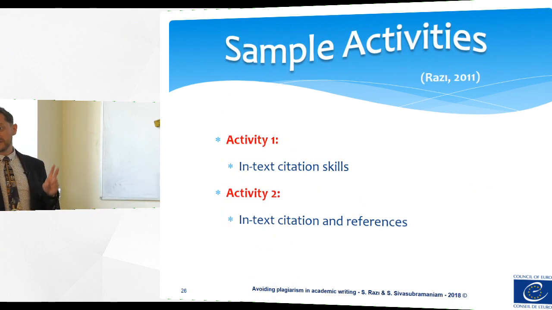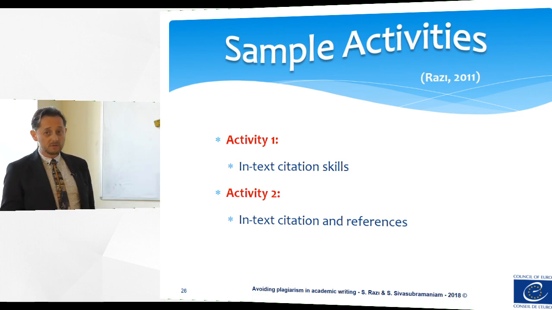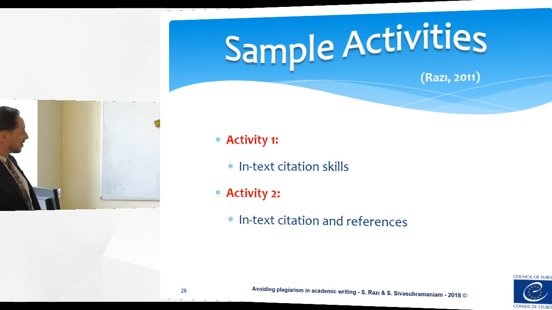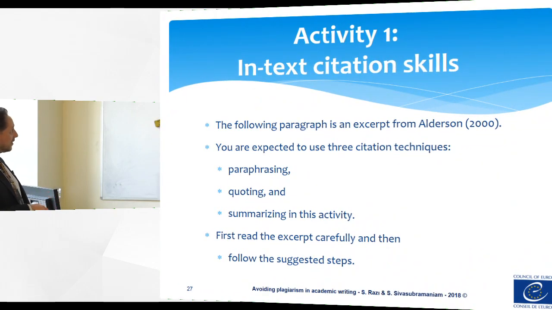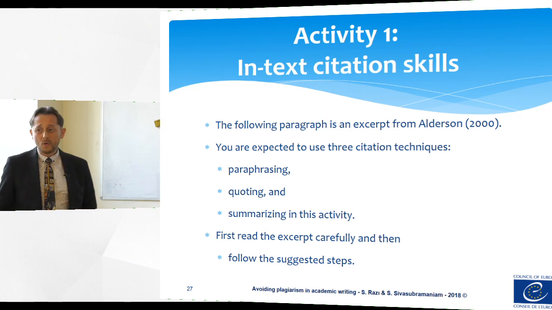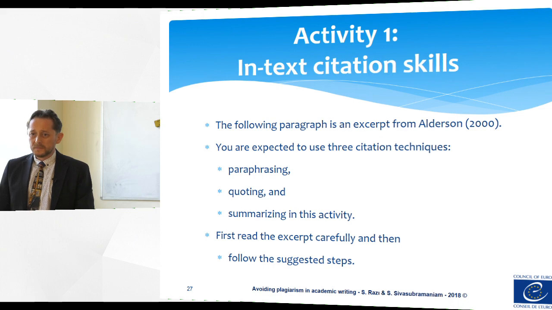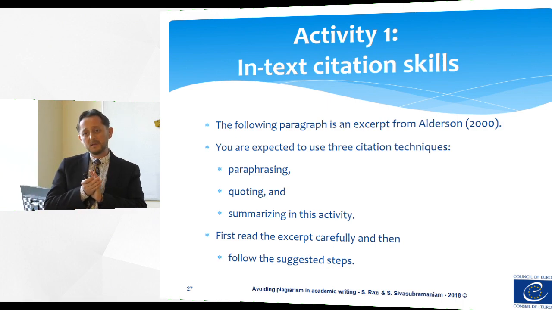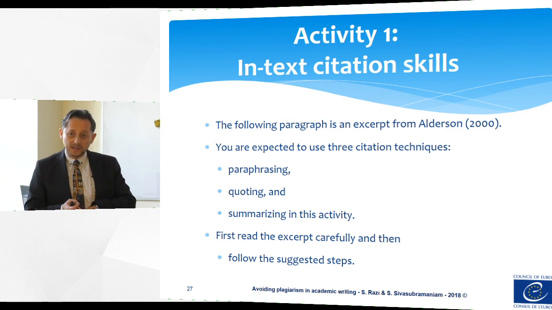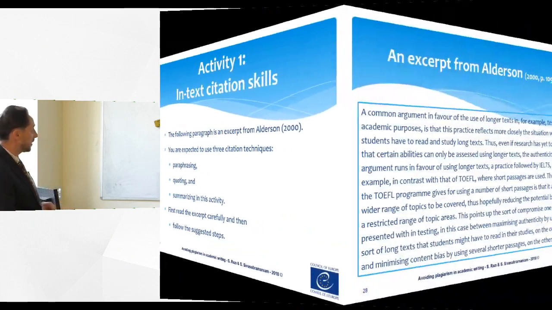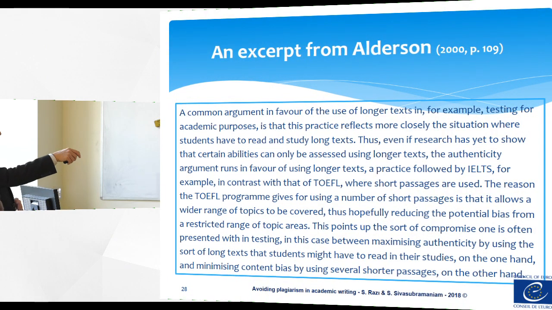Here I'm going to illustrate two sample activities which might be hopefully beneficial in terms of developing better in-text citation and referencing skills. In the first activity here, what I do is I ask my students to work on a paragraph. They are asked to paraphrase the paragraph, or if they like, they can summarize any section involved in the paragraph by blending quoted expressions. In other words, this is an activity in which students are expected to develop their in-text citation skills with reference to the three techniques involved in it: paraphrasing, quoting, and then summarizing. Here, I deliver this paragraph. This is an excerpt from Alderson.